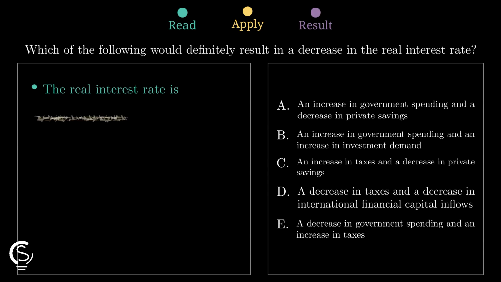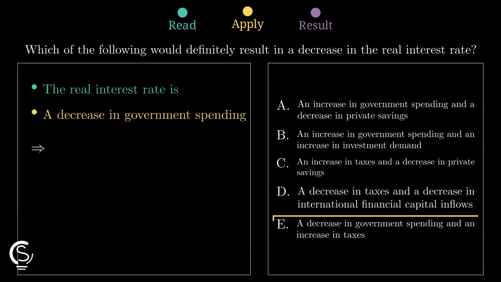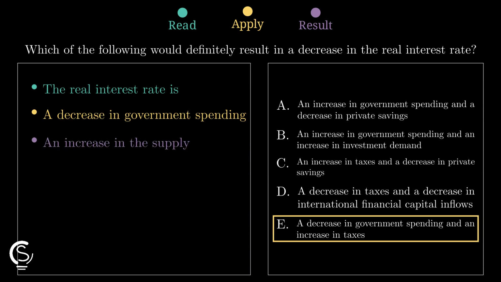Higher taxes boost public savings and fund supply. Both actions ensure the rate drops, making option E the only correct choice.